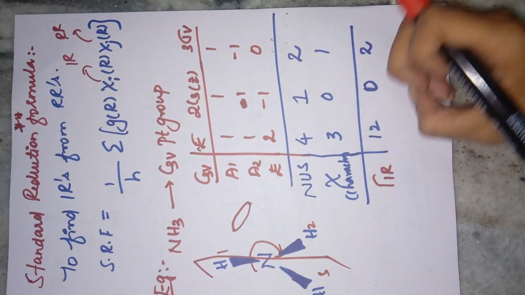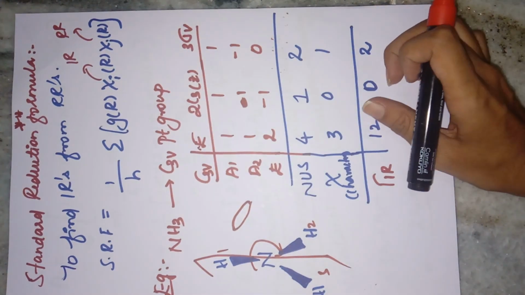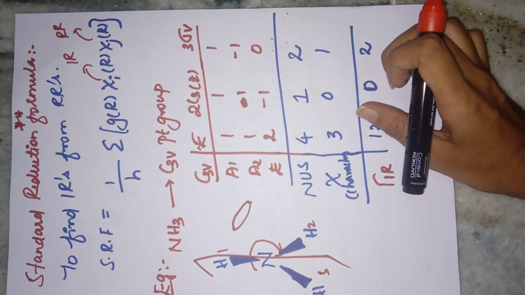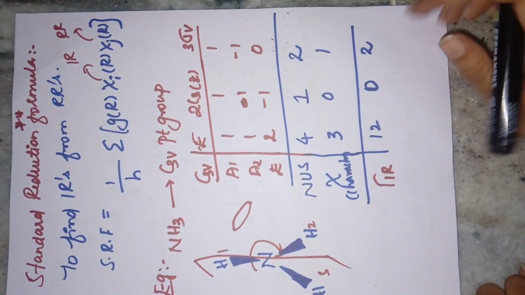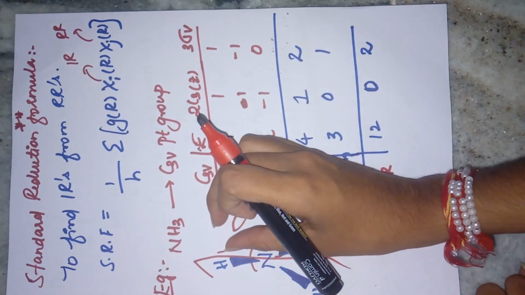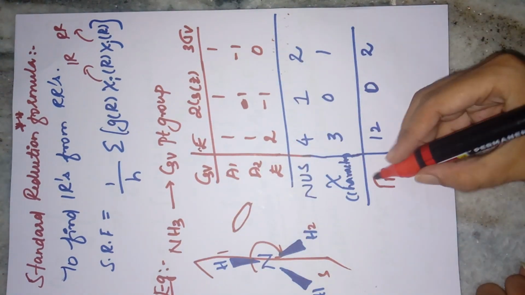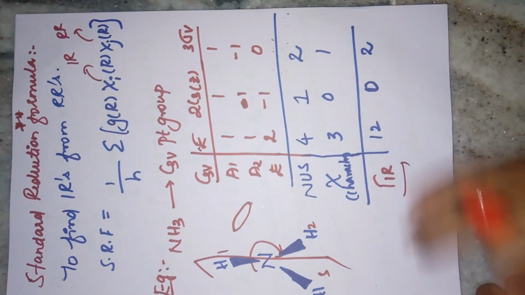So what are your irreducible representations for the ammonia molecule? The C3v point group is this. It's not that for C3v these are always the irreducible ones. It changes from molecule to molecule. So this procedure you have to follow. 4 threes are 12, 1 into 0, 2 into 1. So these are your reducible representation characters for the ammonia molecule. So you may also get the representations for a particular molecule. Till here you can do.